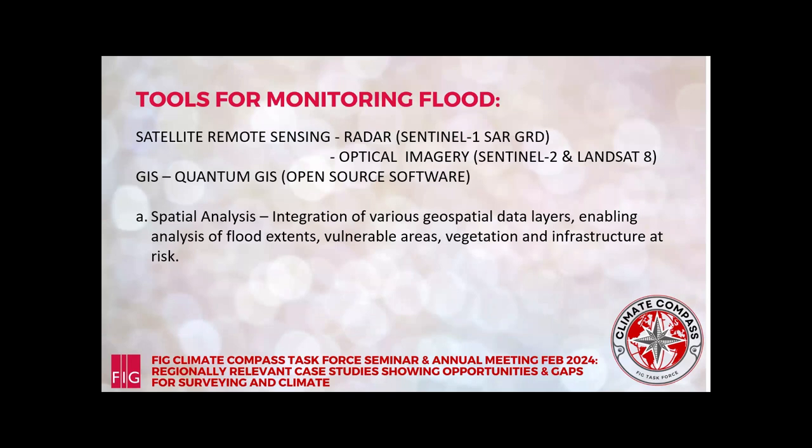So the tools for monitoring this flood event, the first one is satellite remote sensing, where we use radar images and optical images. Then I also use Quantum GIS, which is open source software. For the radar image, it was the Sentinel-1 GRD, which is Ground Range Detected imagery. For the optical imagery, there was Sentinel-2 and Landsat 8. GIS was mainly there for spatial analysis, which is the integration of various geospatial layers, enabling analysis of the flood extent, the vulnerable areas, vegetation, and the infrastructure that was at risk. The next one.